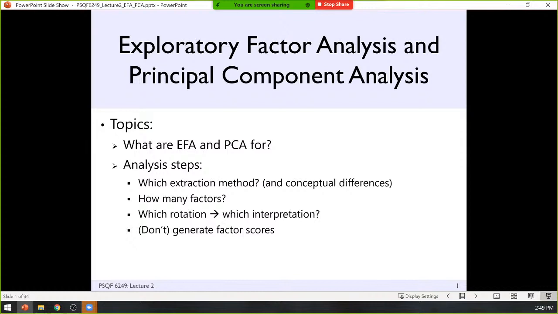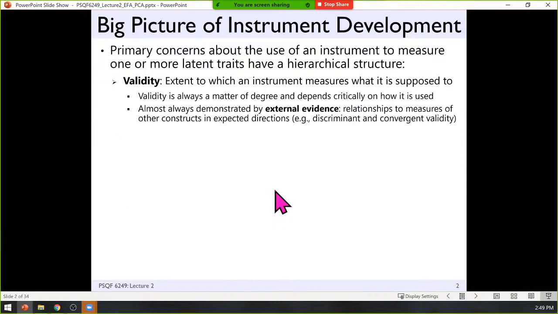They're exploratory, and for that reason, I believe not so useful. So back to the bigger picture here. In thinking about whether or not an instrument is good and useful, I think of this in terms of a hierarchy of concerns, where at the highest level of the hierarchy, there's validity, right? Ultimately, are you measuring what you think you are?